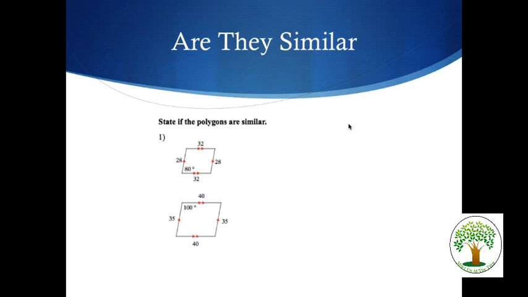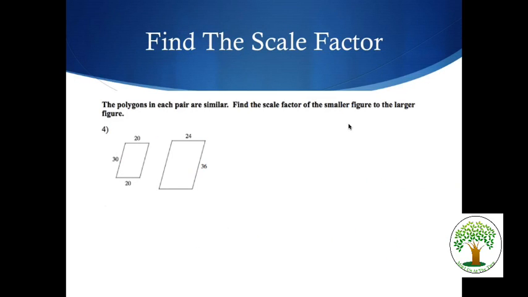The next one we're going to do together is number 4. The polygons in each are similar. Find the scale factor of the smaller figure to the larger figure. The reason they have to tell you that is because what goes on top of the fraction is the smaller one, and the bottom of the fraction is the larger one.